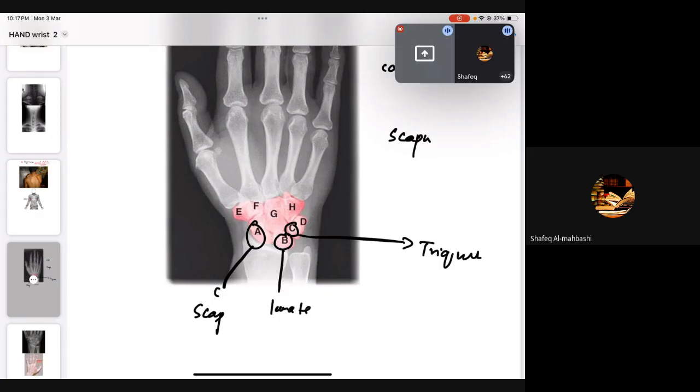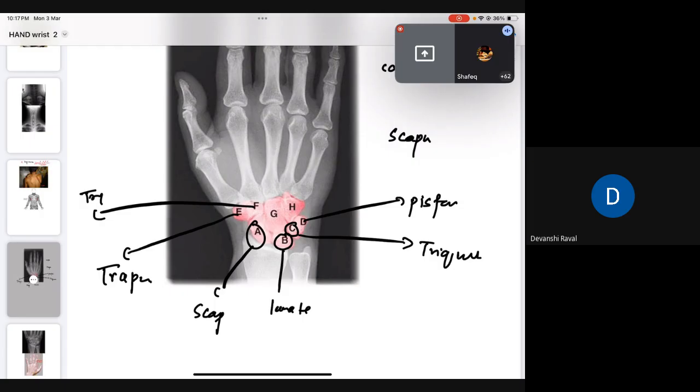What about D? Pisiform. Okay, perfect, it's pisiform. What about E? Trapezium, trapezoid, capitate, and hamate. Okay, perfect. Trapezium, trapezoid, and F and G are capitate and hamate. Perfect, right? So these are your carpal bones.